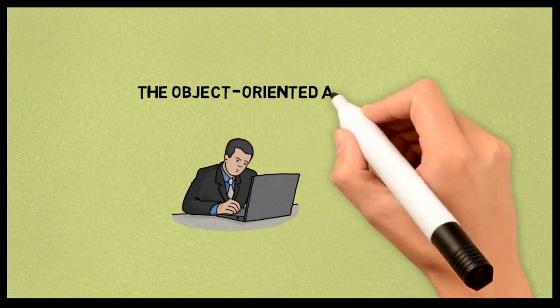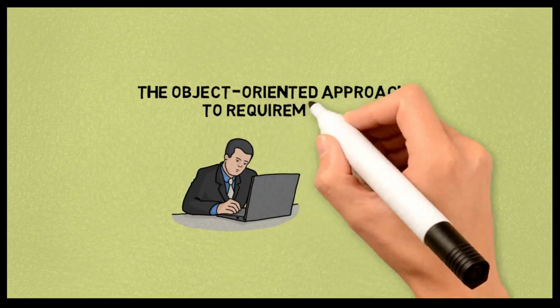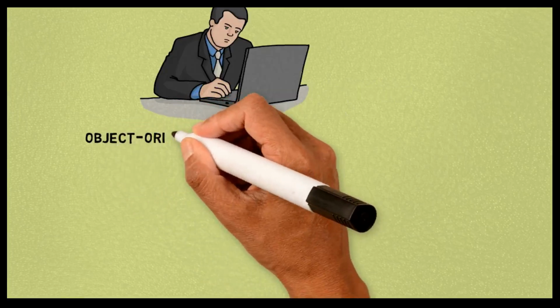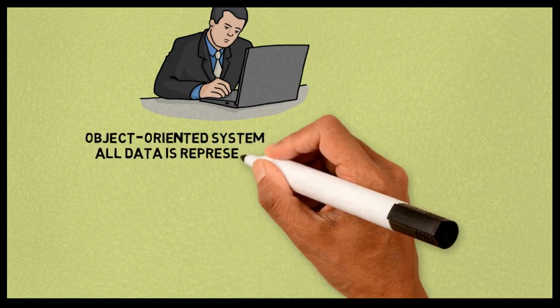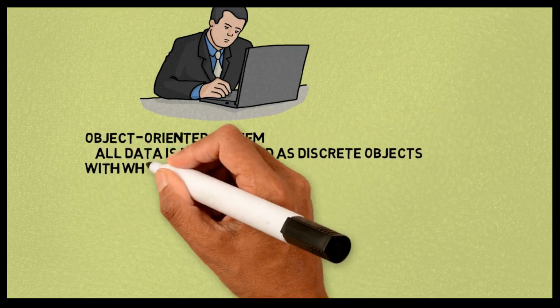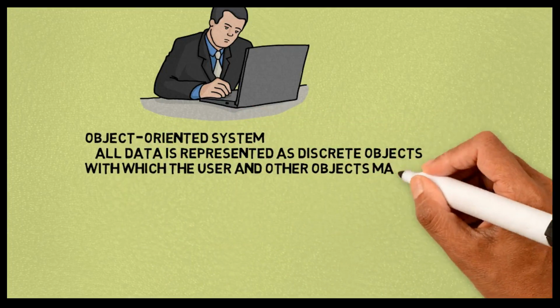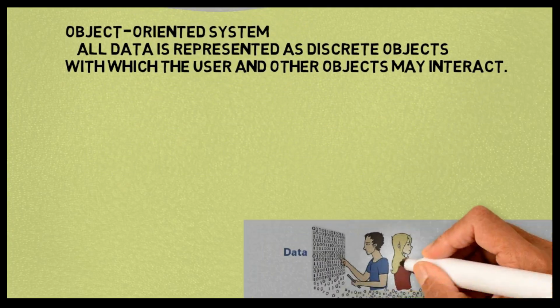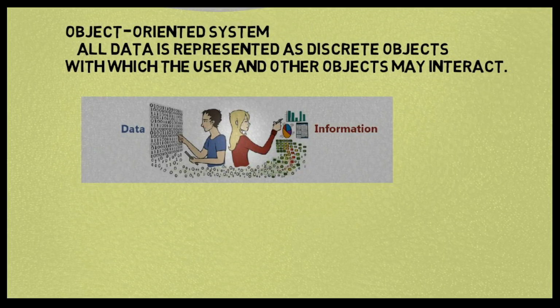I will discuss the object-oriented approach to requirements. First, we give you a short info about object-oriented. An object-oriented system is one where data is represented as a discrete object with which the user and other objects may interact. Each object contains data as well as information about the executable file needed to interpret that data.